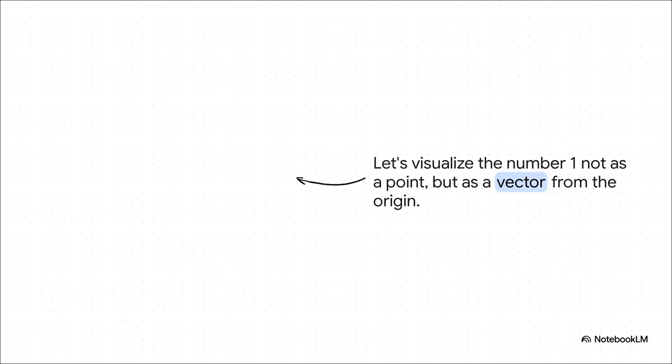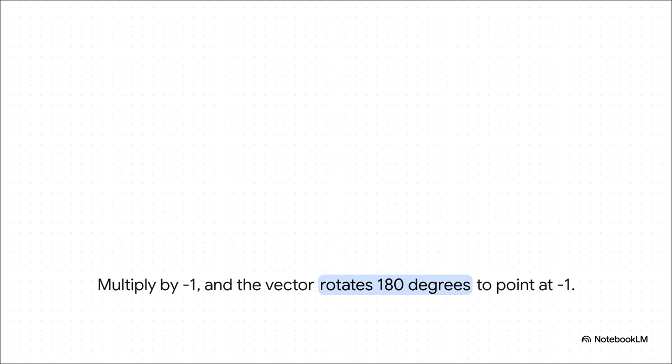Let's actually picture this. Imagine the number 1 isn't just a dot on the line. Imagine it's an arrow, a vector, that starts at 0 and points right at 1. It's got a length and it's got a direction. So when we multiply that arrow by -1, we end up pointing at -1. Geometrically, what did we just do? We rotated that arrow 180 degrees around the center. It's the exact same thing. Multiplying by -1 is a 180-degree rotation.